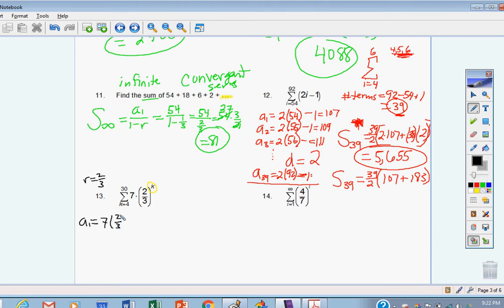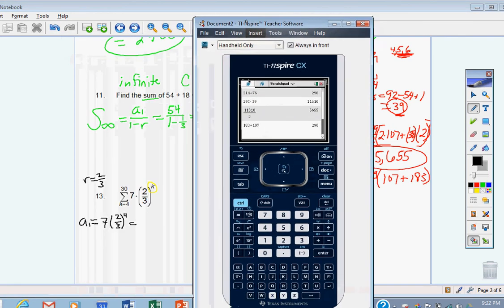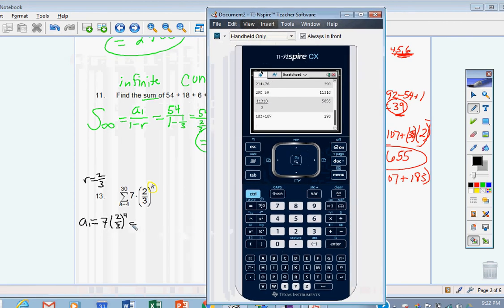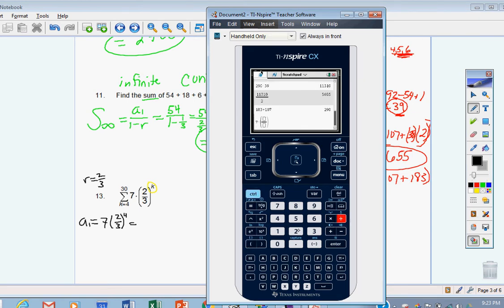The problem tells me to put in a 4 first of all. All right, so what does that come out to? So I've got myself 7, times, parentheses, control divide, 2/3, raised to the 4th.